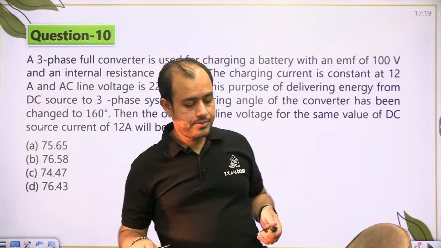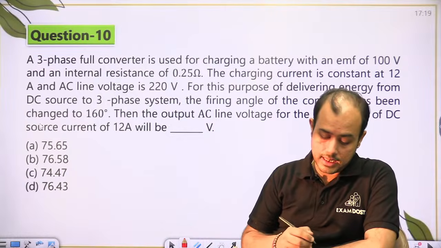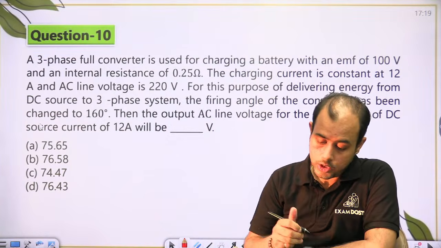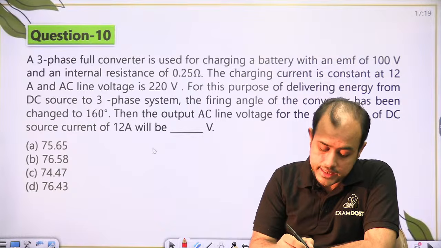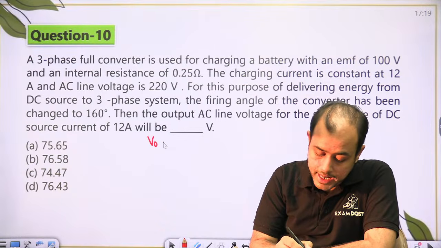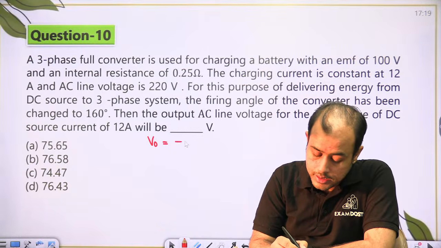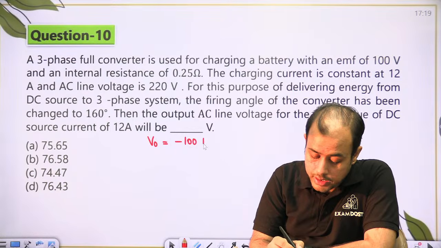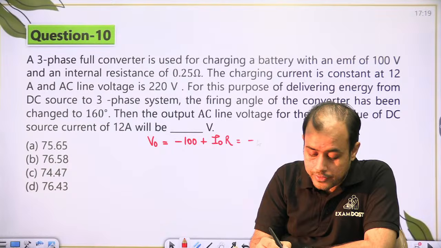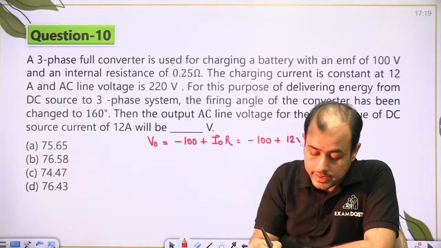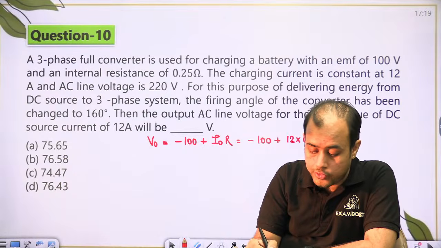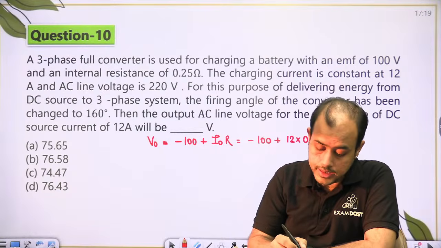हाँ भाई देखें, तो फर्स्ट ऑफ ऑल बेटा, you are saying now you are delivering energy from the battery to the source. So remember to reverse the EMF. Rather than 100, use minus 100. Current is 12, resistance is 0.25. Minus 97. ठीक है?